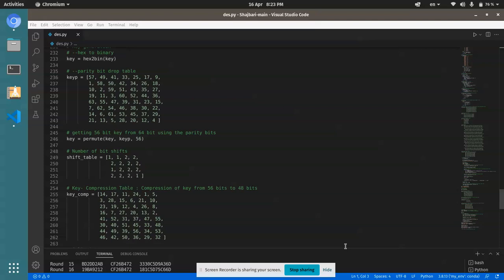After an appropriate shift, 48 of the 56 bits are selected. For selecting these 48 of the 56 bits, the table is shown in the figure and given below. For instance, after the shift, bit number 14 moves to the first position, bit number 17 moves to the second position, and so on. Observe the table carefully.